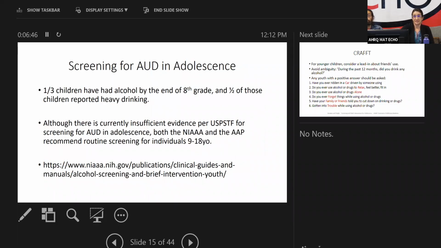In adolescence, it's also important to screen. This data is startling. 1/3 of children have had alcohol by the end of 8th grade, and 1/2 of those children reported heavy drinking. We don't have sufficient evidence yet from USPSTF, although I think that is under review still, for screening for alcohol use disorder in adolescents, but both NIAAA and the American Academy of Pediatrics recommend routine screening for children between the ages of 9 and 18.